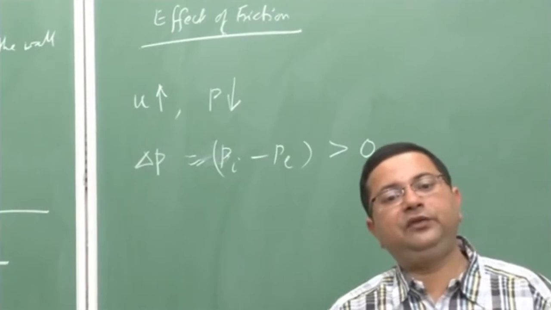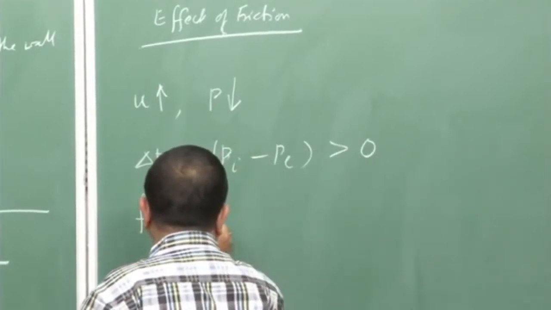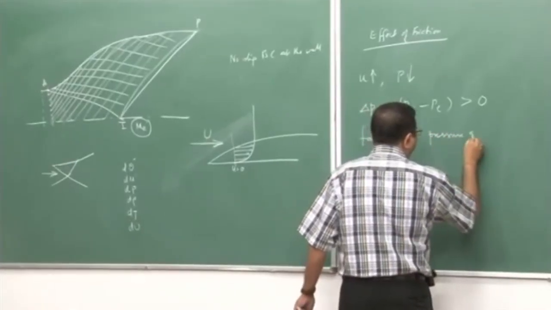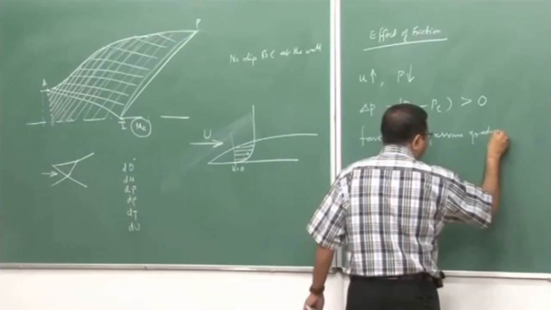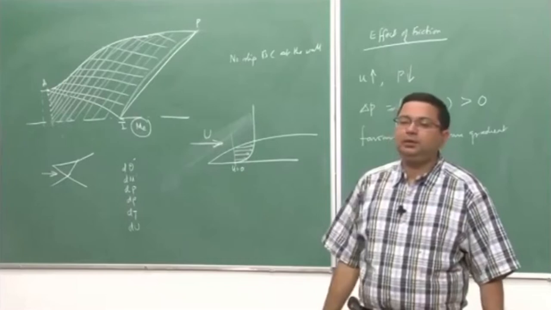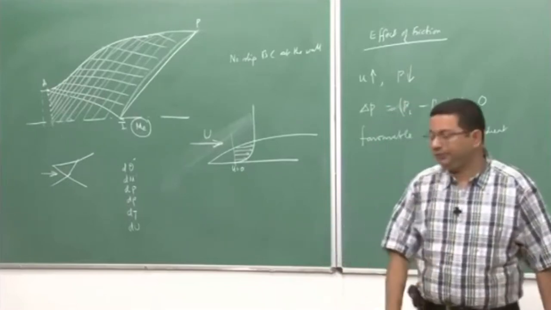So, what we have is a favorable pressure gradient. This is called a favorable pressure gradient. Because the pressure gradient is favorable, the chances of flow separation are less, first of all.